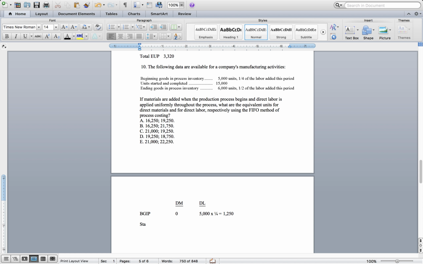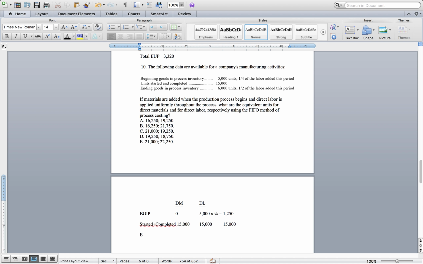Okay, next one will be how many were started plus completed. And for direct materials, that'll be 15,000. For direct labor, again, take the 15,000. So they were all completed, so that's 15,000 again. So take 15,000 over here.